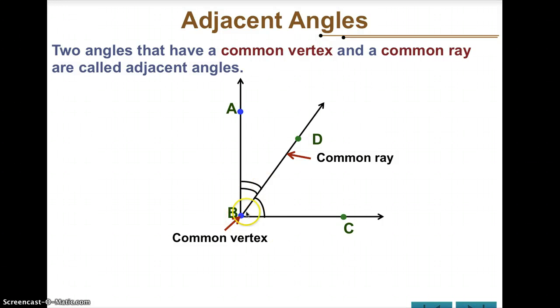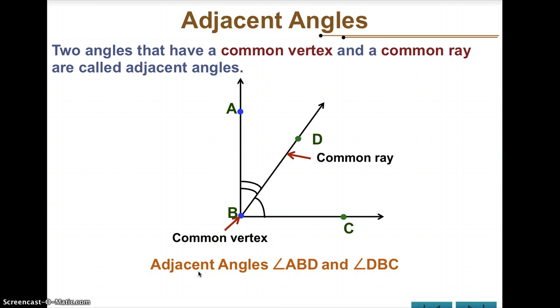Okay, now also take a look that they share a common vertex or a common point. So that's adjacent angles. You can pause the video and then write your notes, and you can also go back and then listen again to what is an adjacent angle. Remember, adjacent angles are angles that are right next to each other. Okay, let's proceed.